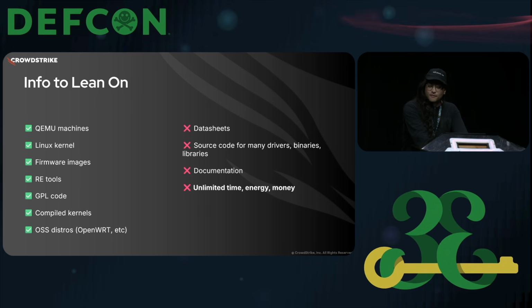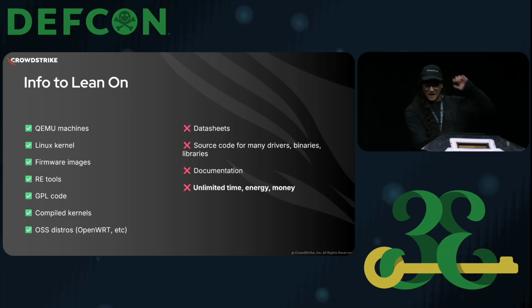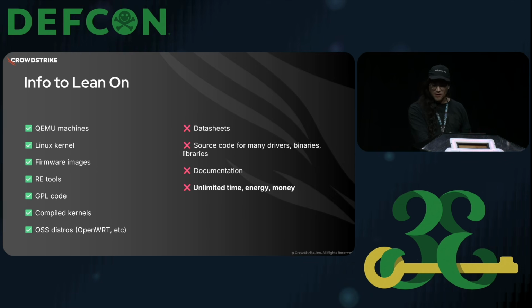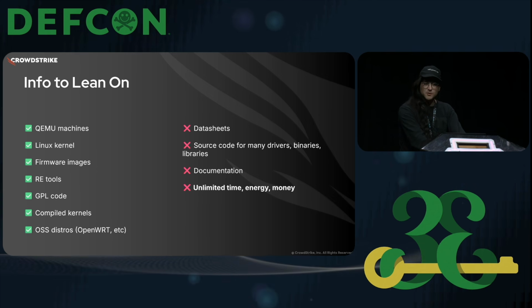We've got a lot of things we can lean on to try and do this. We don't obviously have data sheets from the manufacturers for these SoCs. We don't have proprietary information. We do have QEMU machines, which are probably good enough for getting started. We have the Linux kernel. We have firmware images for devices that we want to emulate. We have reverse engineering tools. We have GPL code in a lot of cases. We have compiled kernels. We have kernel modules that come with the firmware images. We have things like OpenWRT, DD-WRT, open source distros, which might have releases which run on the SoC we're trying to target.